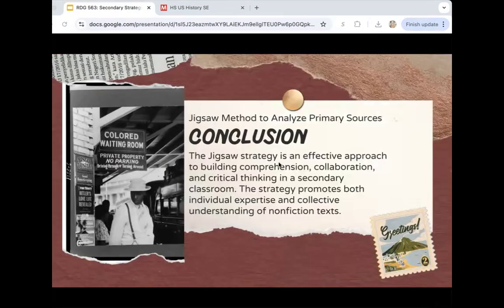In conclusion, the jigsaw strategy is an effective approach to building comprehension, collaboration, and critical thinking in a secondary classroom. By allowing students to focus deeply on one primary source and then share their learning with peers, the strategy promotes both individual expertise and collective understanding of nonfiction texts. Ultimately, this strategy empowers all students to access complex content in a supportive, collaborative environment.